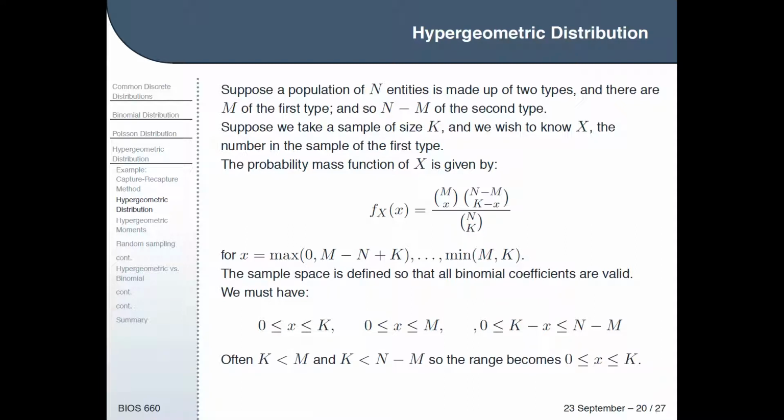Oftentimes the sample size is going to be less than the number of tagged items, in which case it becomes simpler, and your x can just range between 0 and your sample size.